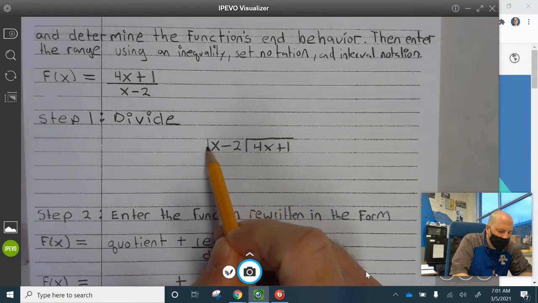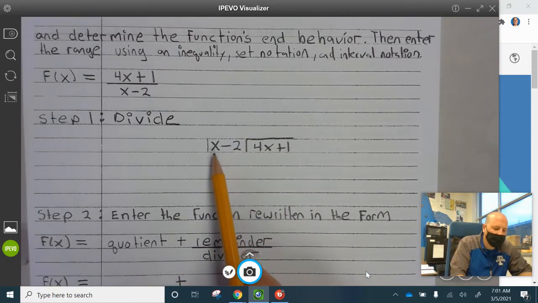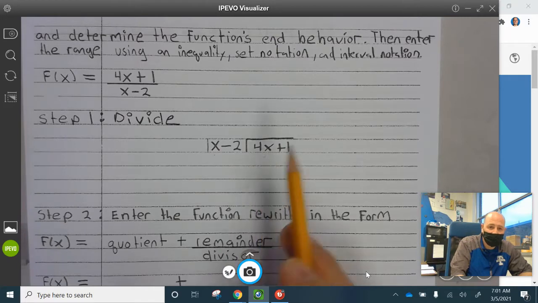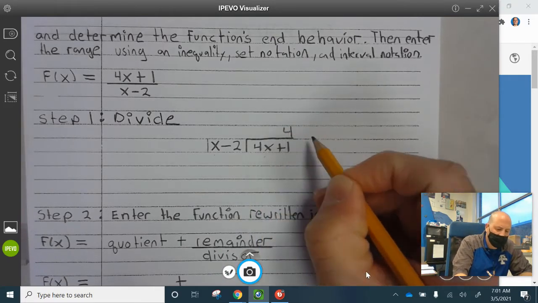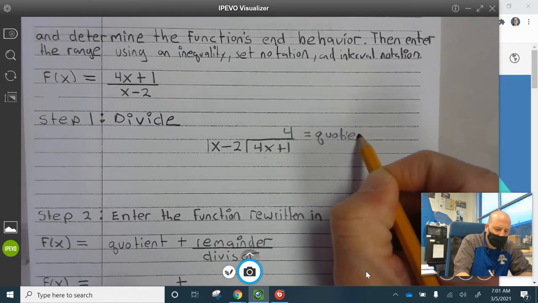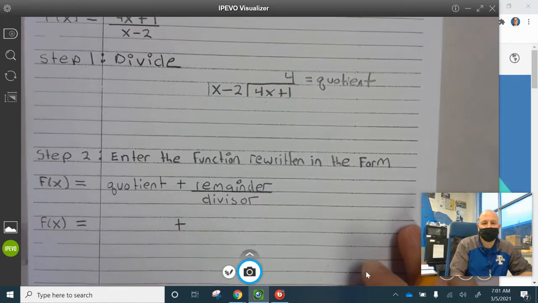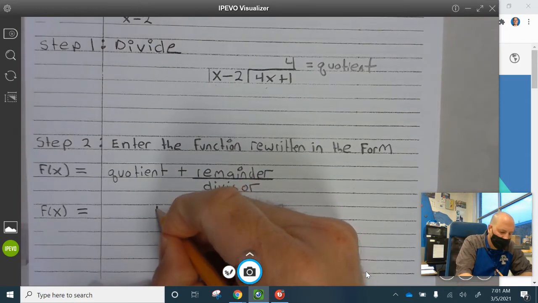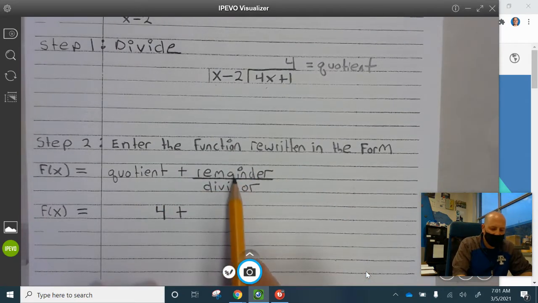So I'm going to go ahead and put a 1 here. Now you ask yourself, what do you multiply 1x by to give you 4x? The answer to that is 4. Now, this is the quotient. So that's 4. Plus, we need to find the remainder.